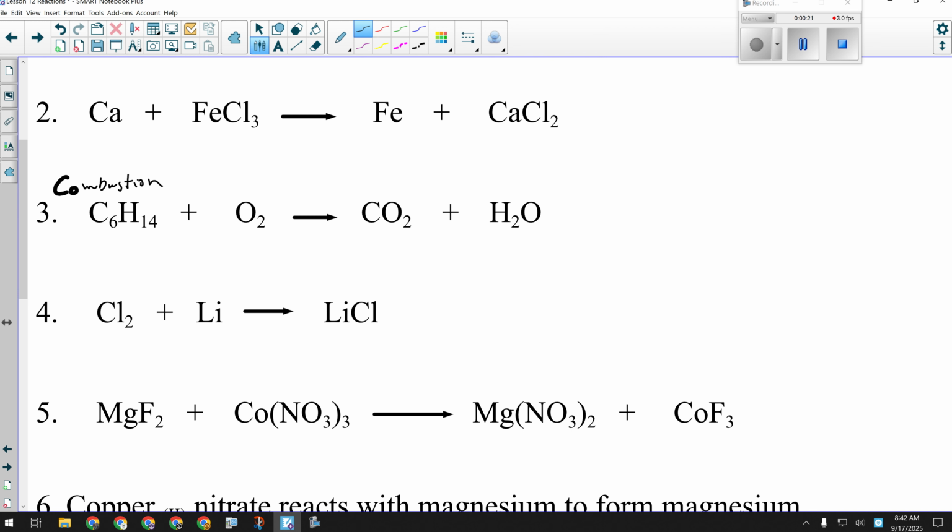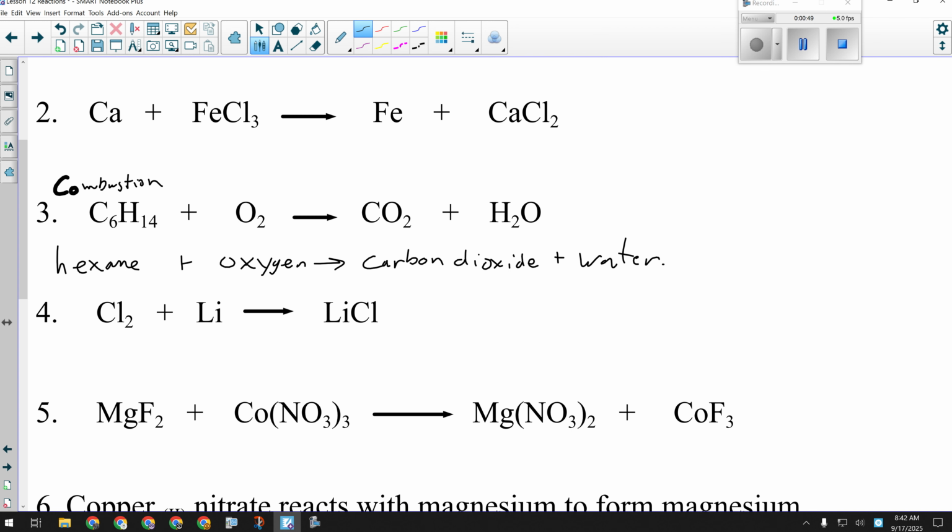Okay, so if we're writing that out, again, I don't know what the prefix for 14 is, so you could write fuel. This stuff is actually called hexane. It's reacting with oxygen, and it is producing carbon dioxide and water. Okay, special balancing rules for combustion reactions.